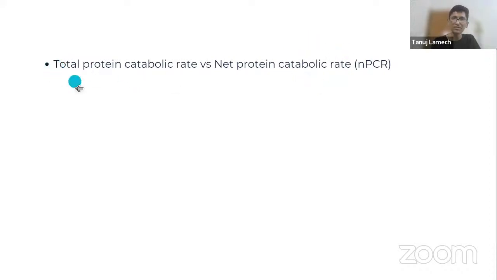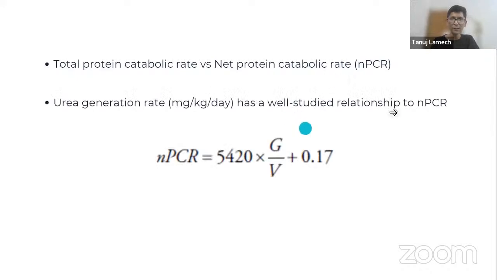So though your total protein catabolic rate is 100, 50 is going into anabolism, so your net rate of catabolism is only 50. That's the difference between total and net PCR. Why is this important? Because urea generation, G, has a very well-studied relationship to NPCR. Urea generation G can be identified using urea kinetic modeling, and we'll see how. With that, you can calculate NPCR.